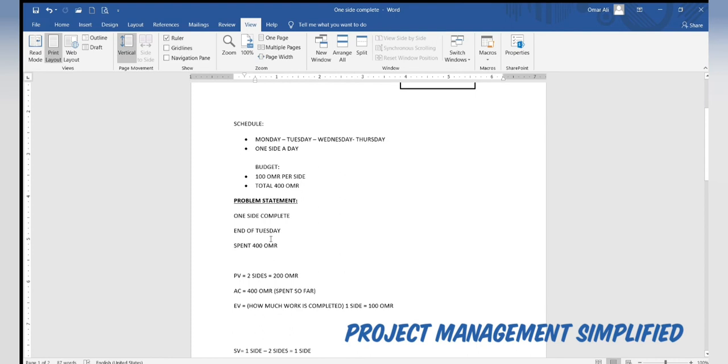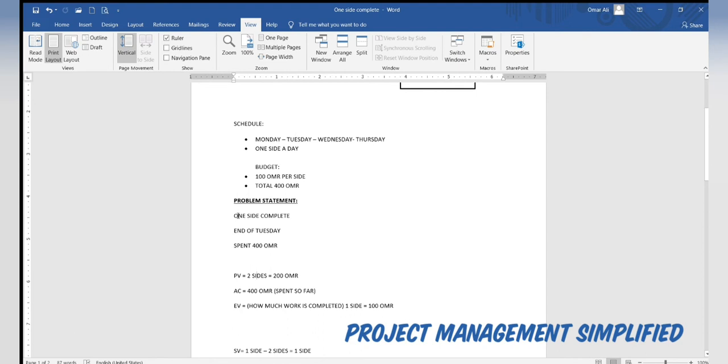Baseline cost of work scheduled. According to the work schedule, PV says that the baseline cost, the prices that we submitted at the beginning of the project while tendering for this project, is 200 riyals, because we have to finish 2 sides on Tuesday.